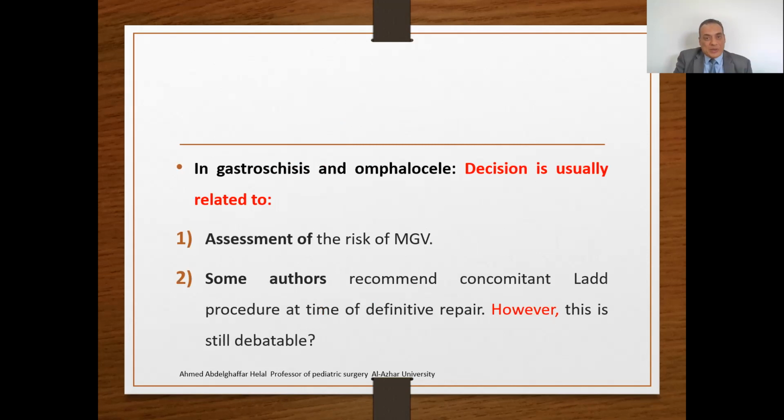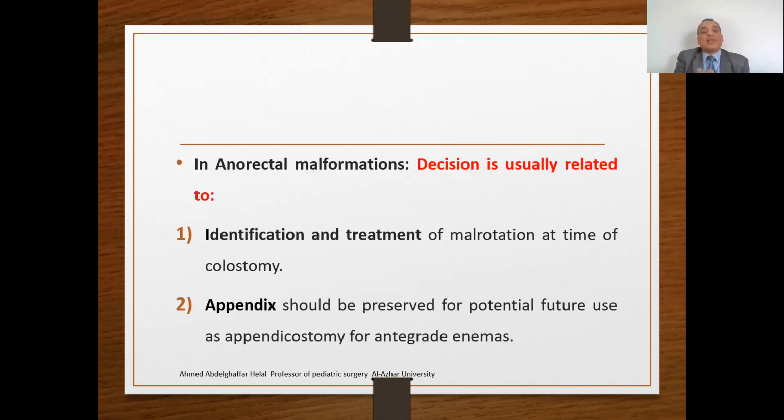In gastroschisis and omphalocele, the decision is usually related to, number one, assessment of the risk of midgut volvulus. Number two, some authors recommend a concomitant LADS procedure at the time of the operative repair. However, this is still debatable and not universally accepted. On the other hand, in anorectal malformation, the decision is usually related to identification and treatment of the malrotation and correction at the time of the colostomy.